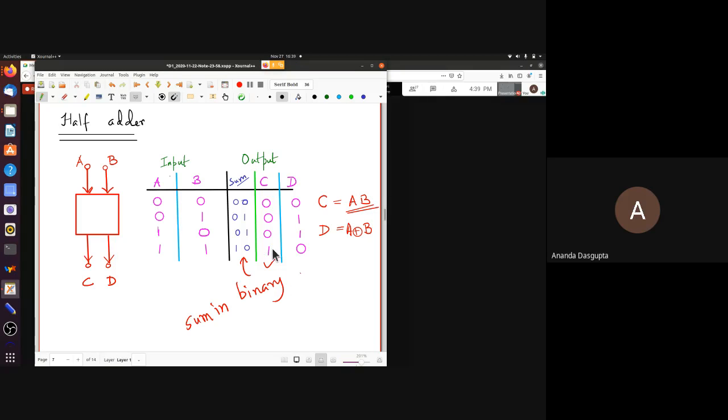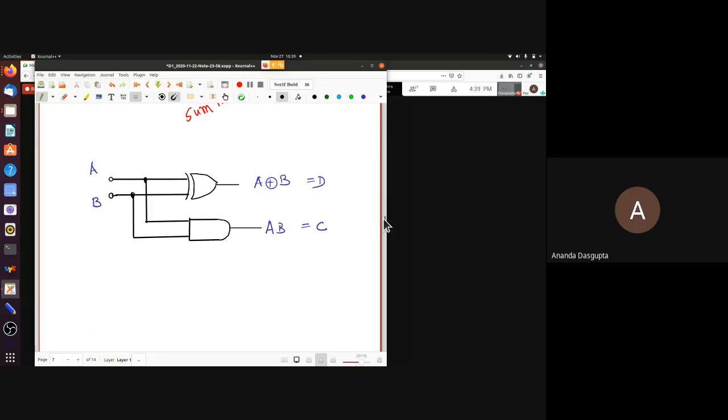AB, right? A and B. Only when A and B are both high do you get a C, do you get a carry. And what is D? D is 1 whenever either A is high or B is high, but is 0 when both are high. So this is the exclusive OR. Since XOR gates are important enough to have their own symbol, I'm simplifying this by drawing just the XOR gate. So this is the half adder.